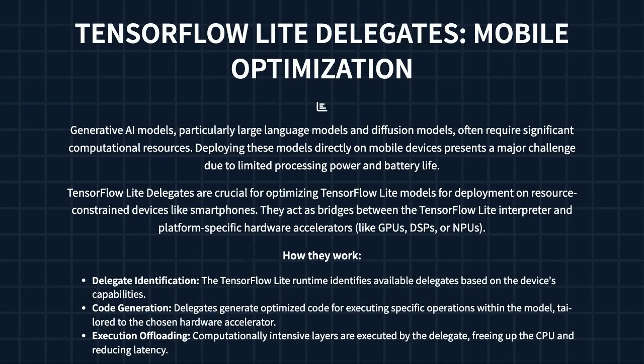Okay, let's talk about how we make these massive AI models run smoothly on our phones. TensorFlow Lite delegates are essentially translators. They bridge the gap between the standard TensorFlow Lite interpreter and the specific hardware capabilities of your device. Think of it like this: a giant model needs to do a lot of heavy lifting, but a phone has limited power. These delegates take those complex calculations and rewrite them in a way that's super efficient for your phone's GPU or other specialized processors. It results in a much faster experience, often 2 to 10 times quicker. And because they're using the device's hardware, it also uses less battery.